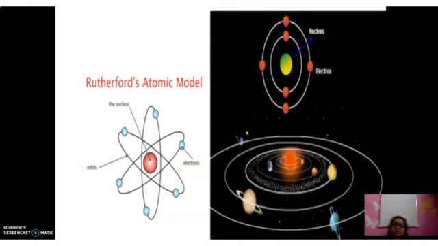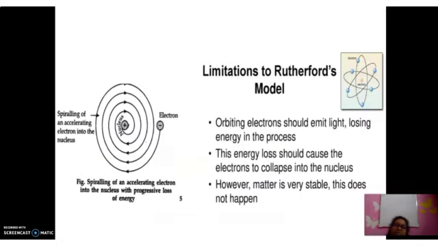His conclusions are: most of the space in the atom is vacant, and in the center of the atom there is a nucleus which has positive charge. Electrons are revolving around the nucleus in the orbits. But this model also failed. We'll see the limitations of Rutherford model.